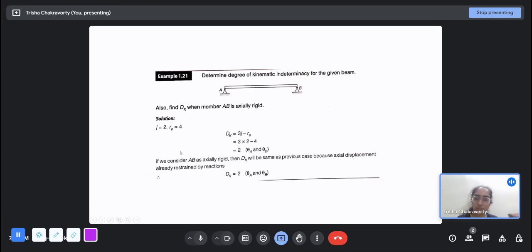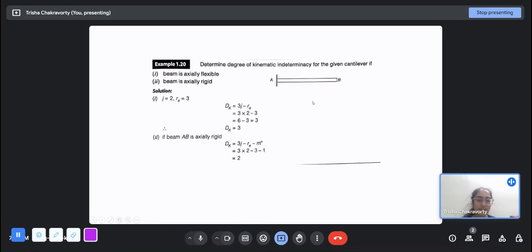So if we consider AB as actually rigid, then DK will be the same as the previous case, because axial displacement is already restrained by the reactions. There is no difference. It doesn't make a difference whether the member is actually rigid or flexible here, because delta x at neither A nor B is being allowed. Earlier, the delta x at B was being allowed. That is why it made a difference. So the DK varied whether it was actually flexible or rigid.